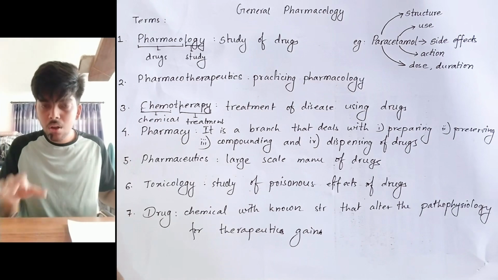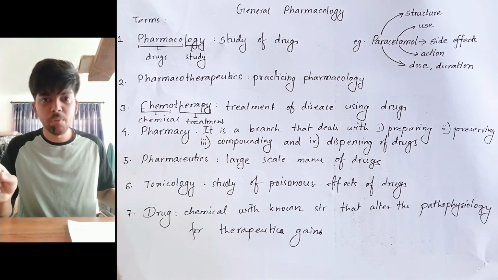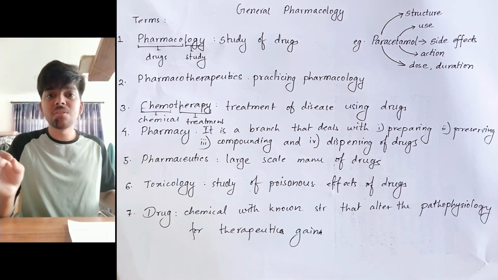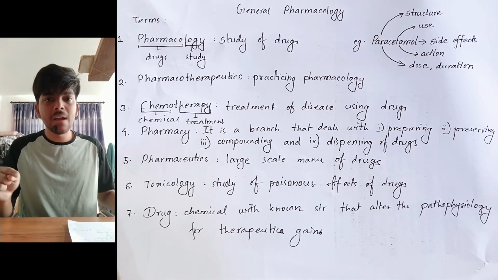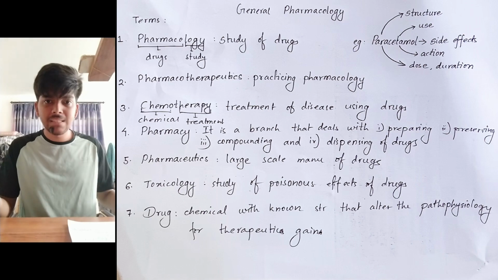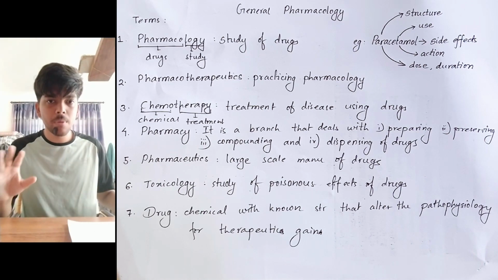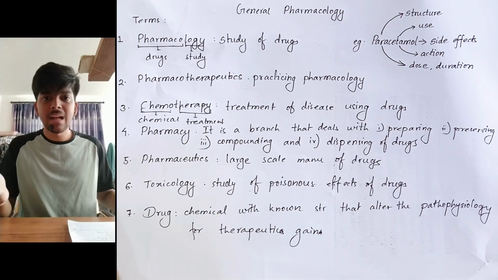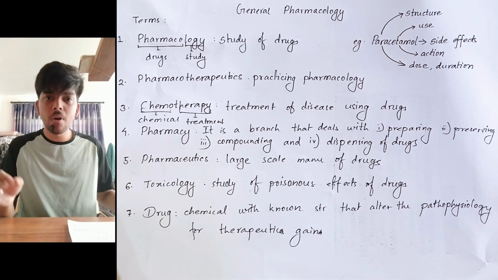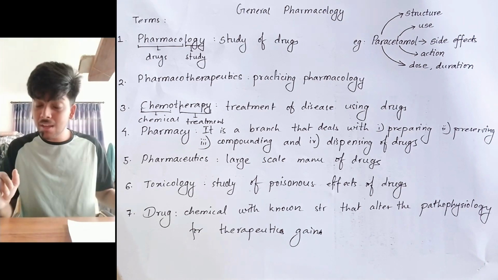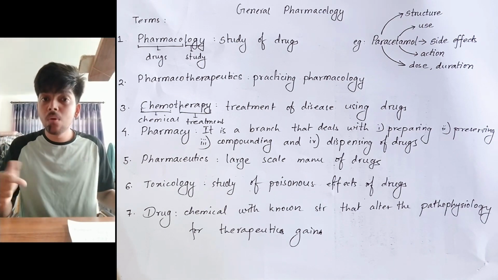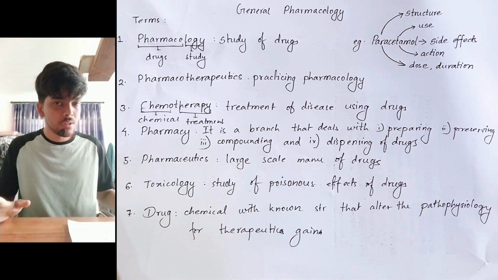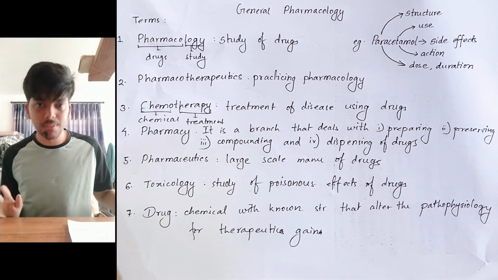So what's a drug? A drug is a chemical. Paracetamol is a chemical whose structure is known. It brings some kind of change in our body. Paracetamol decreases the temperature of our body by bringing some kind of change in our body. That is, it alters the pathophysiology of the body for a therapeutic gain. Yes, we take paracetamol for our gain. How? In order to get rid of fever. So that's what a drug is.